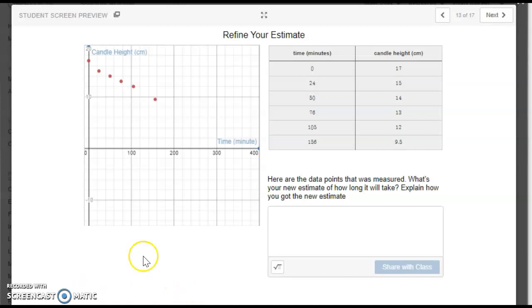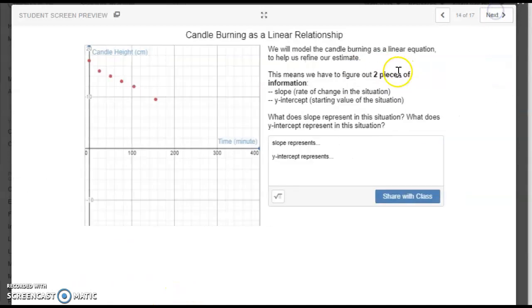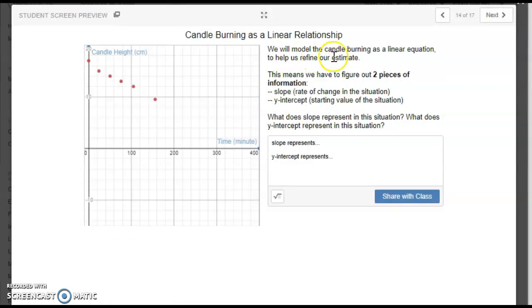Okay, so that was up to you. And then card number 14. We will model the candle burning as a linear equation to help us refine our estimate. This means we have to figure out two pieces of information. That's the slope and the y-intercept. Okay, the slope is the rate of change in the situation, and y-intercept is the starting value of the situation.